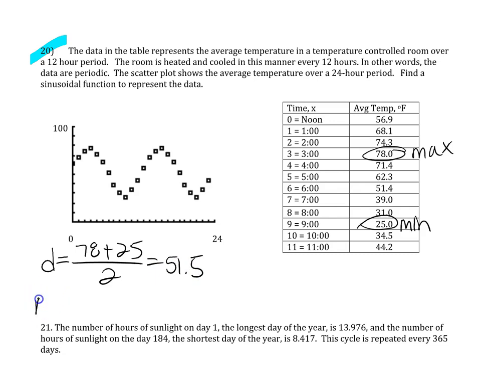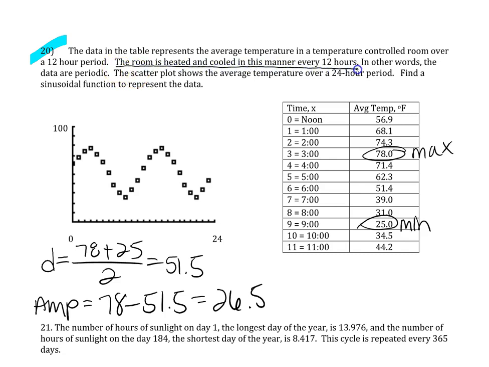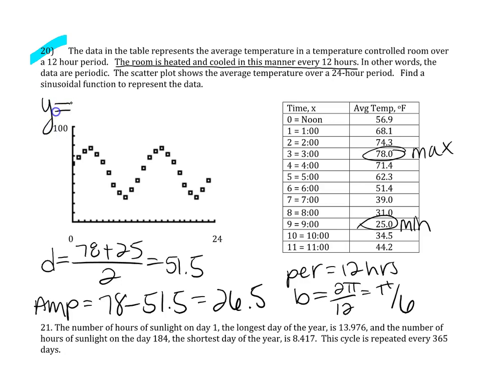Using the midline, I can find the amplitude. That's always our max take away the midline. So 26.5. The period is how long it takes to see one cycle, and according to the problem, it says 12 hours. The room is heated and cooled in this manner every 12 hours, which means the b value is 2 pi divided by 12, or pi over 6. Okay, so right now what I have is an amplitude, a midline, and a frequency.